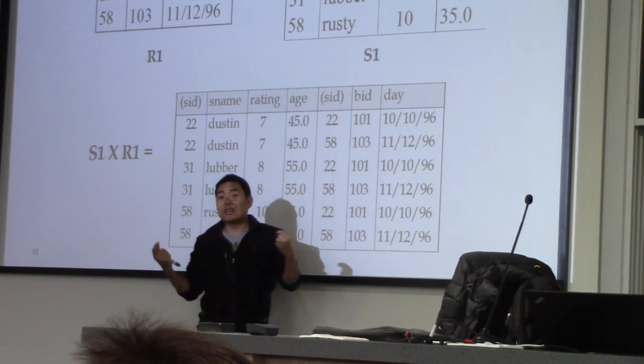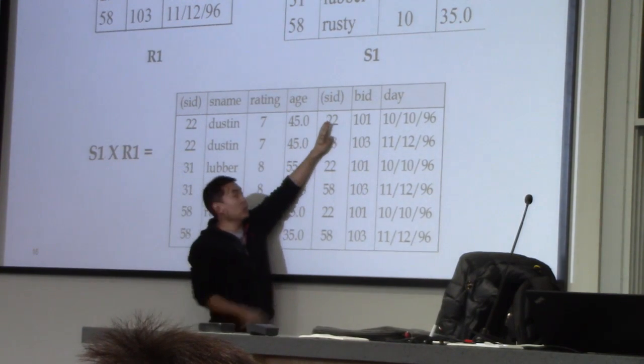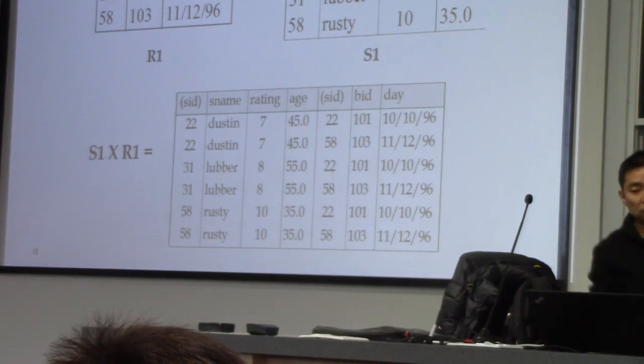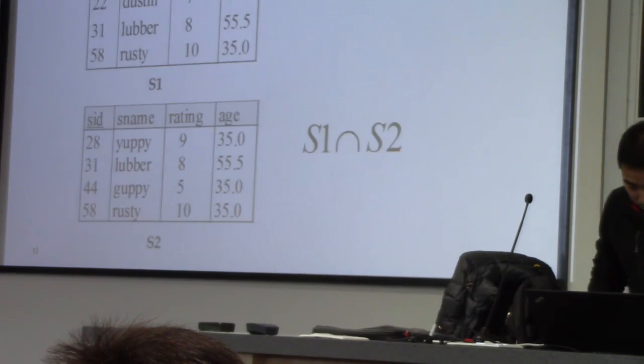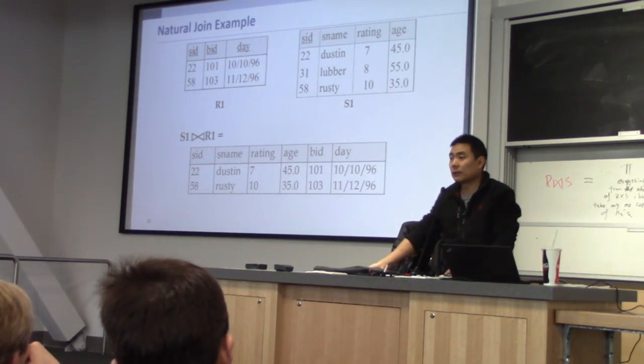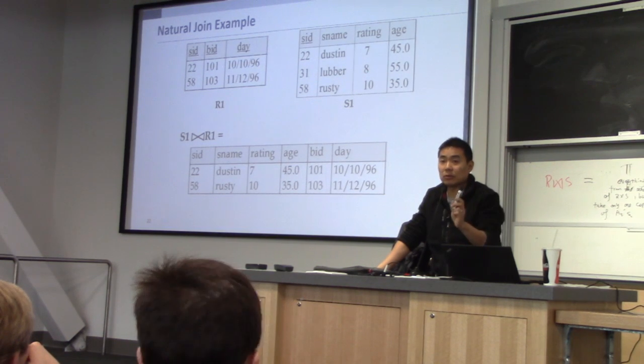And the output instance will be this and this, but only one copy of the common attributes, so this will be gone. So what you end up with is that. Okay? Any question on this? So that's the natural join operator, okay?